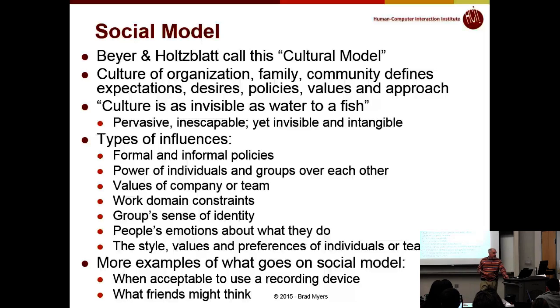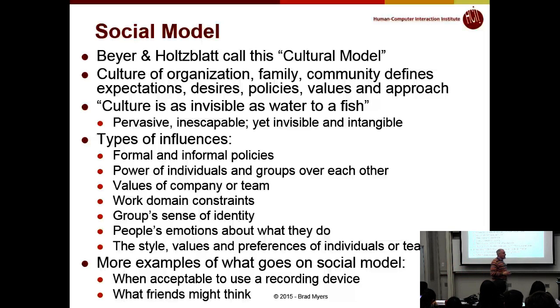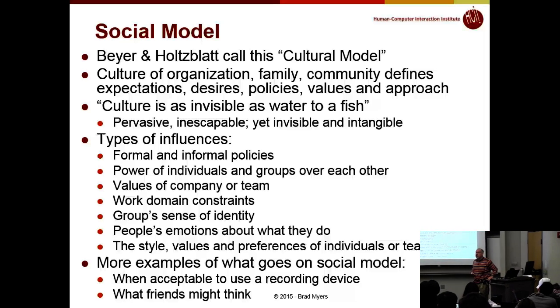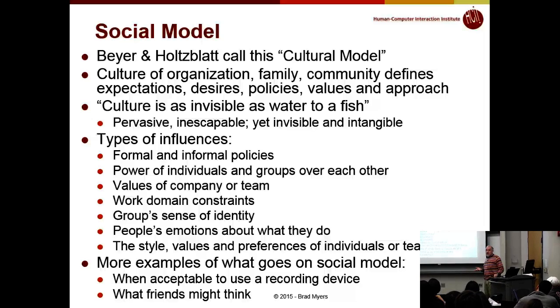And the social model is formal and informal policies. So this is in a business context, or it might be in a family context. So if you're doing something for families, how do they decide what to do, when to do it, who gets to decide things? In a business, what is the business value, the power of individuals over each other, who gets to decide what, values of company and teams.